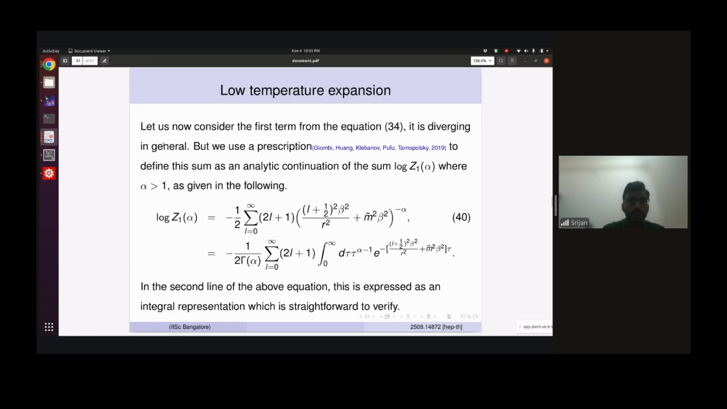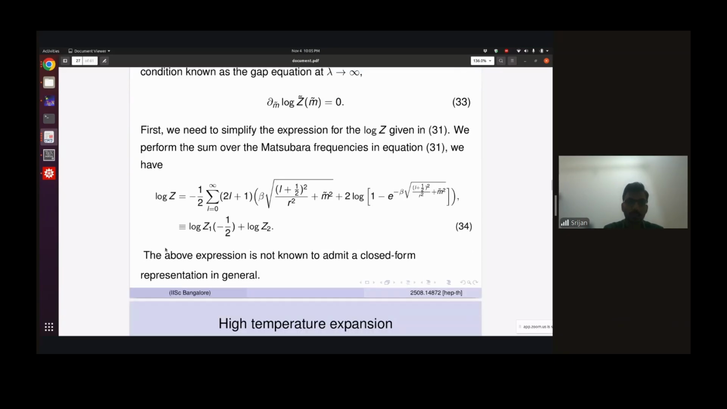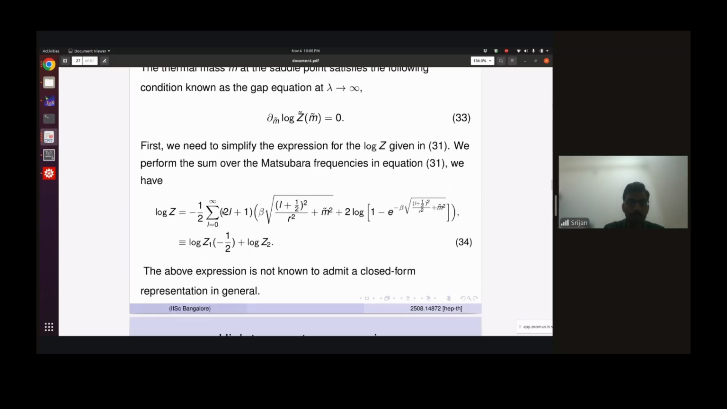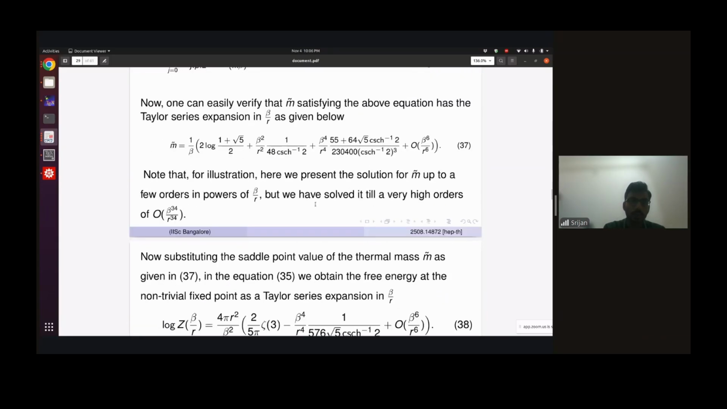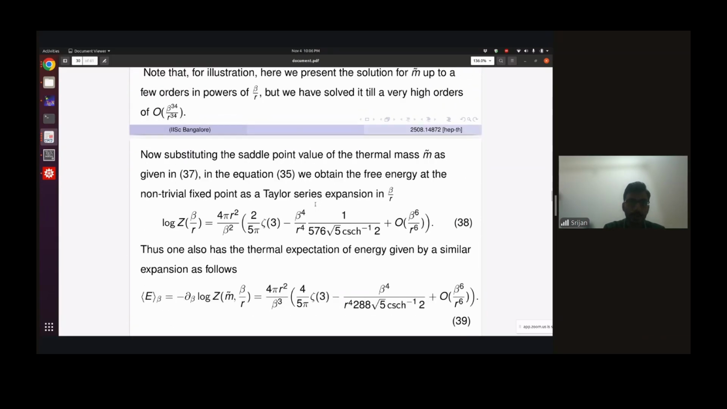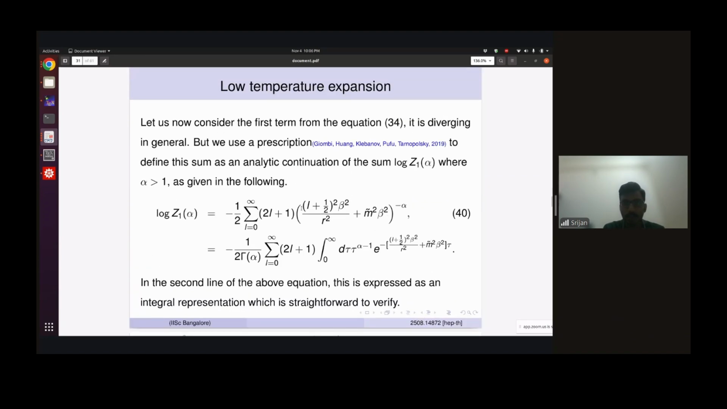So in this current work, we also find a low temperature expansion. Let me go back a little bit to remind you of the definition. We just take up the first term, the log z1. This is also a diverging object because there is a square root upstairs and this sum over L is diverging. So I have to use some regulator. I just use this alpha, so instead of the square root, I make it minus alpha. If alpha is greater than 1, then it is a converging object.